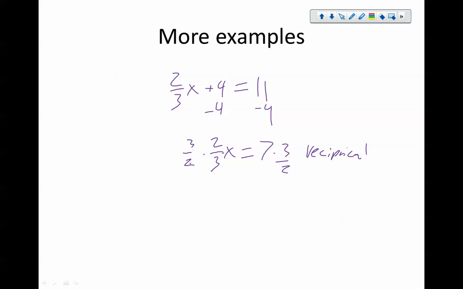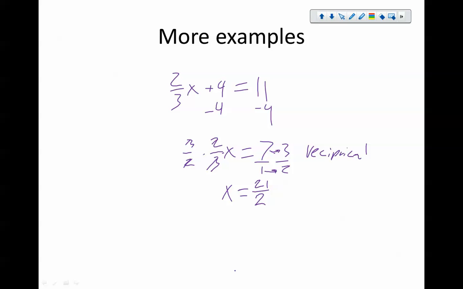Remember that they cancel on the corners. So that all cancels out, leaving us with just an x. And then on this side, we have 7/1 times 3/2. So 7 times 3 is 21, and 1 times 2 is 2.